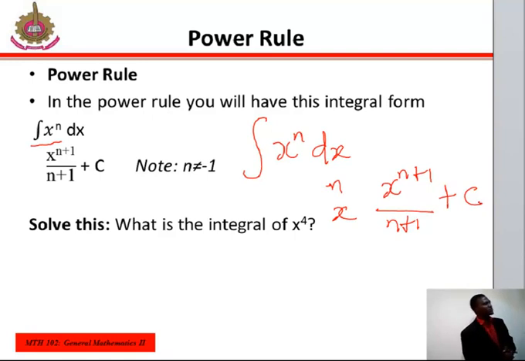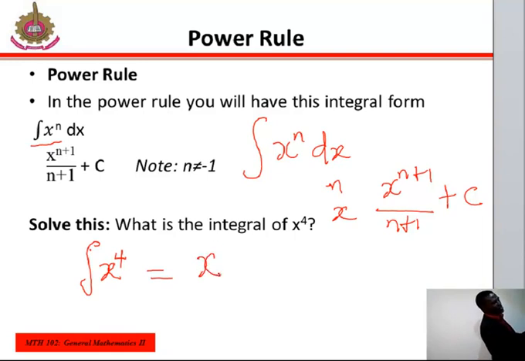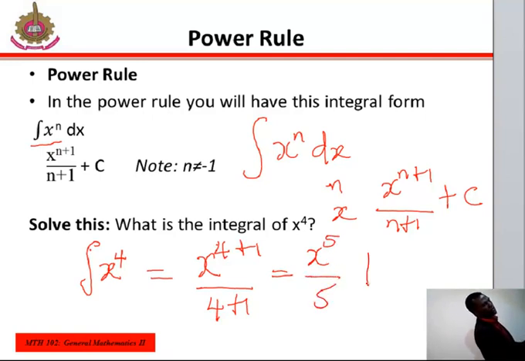Take for instance, if you are to solve the integral of x raised to the power 4, just like we have on the board, you have the integral of x raised to the power 4. In this case, n is the 4 that we have there. So we are going to have x to the power 4 plus 1, all over 4 plus 1, which equals x to the power 5 over 5, plus c.